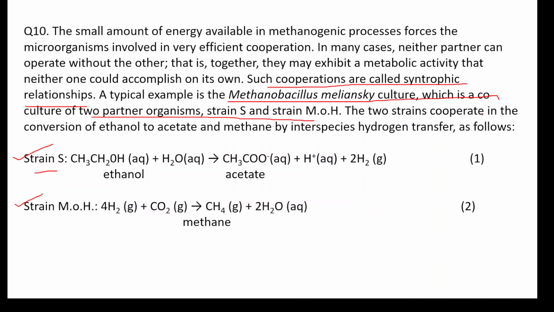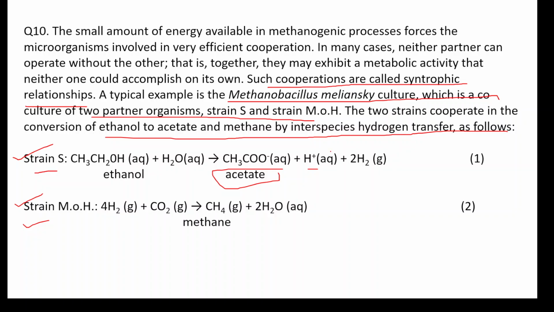So this is a typical example. A typical example is Methanobacillus, which is a co-culture of two partner organisms, strain S and strain M. These two strains cooperate in the conversion of ethanol to acetate and methane by interspecies hydrogen transfer. So hydrogen transfer is happening. If strain S converts more acid, if it forms a more acidic environment, then methanogens can die also.